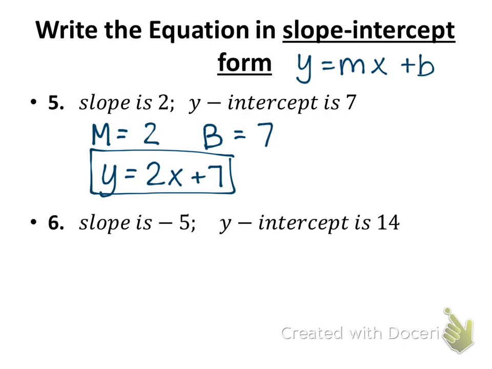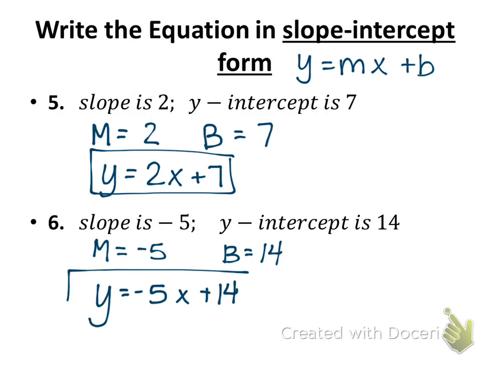So number 6 is the exact same way. What are the 2 things I have to know to write an equation in slope-intercept? M and b. What is my m? -5. What is my b? 14. So how do I write my final answer? Y equals -5x plus 14. Perfect.